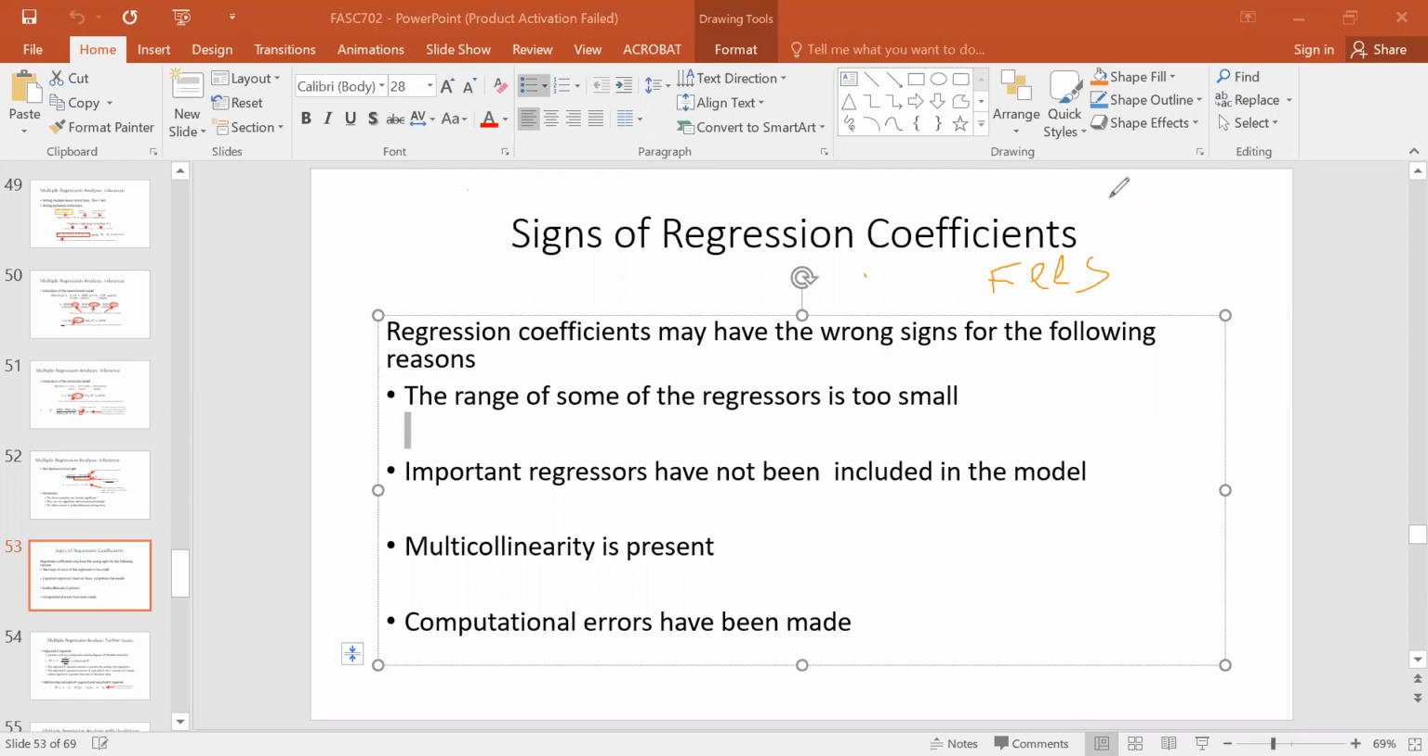So that's what we mean by if you omit an important regressor, if you do not include an important regressor, you may have the wrong sign. Now, what was this important variable in his case? It was the scholarship. Whether a student enjoyed some scholarship or not, that variable should have been included.